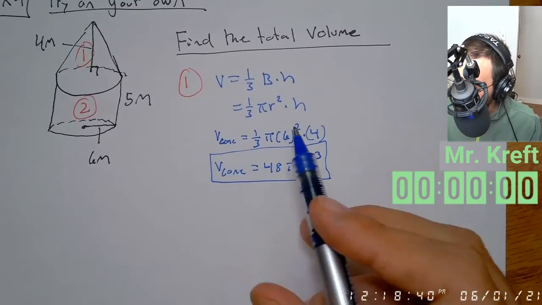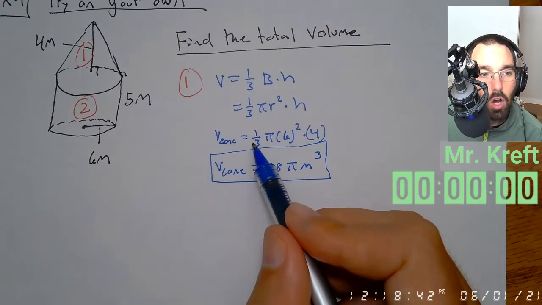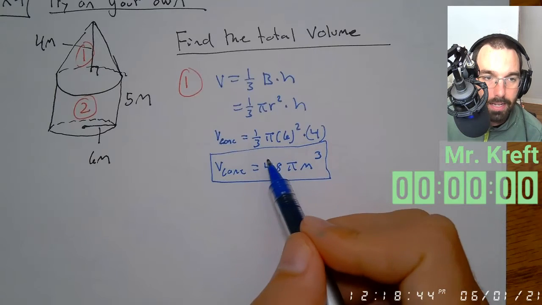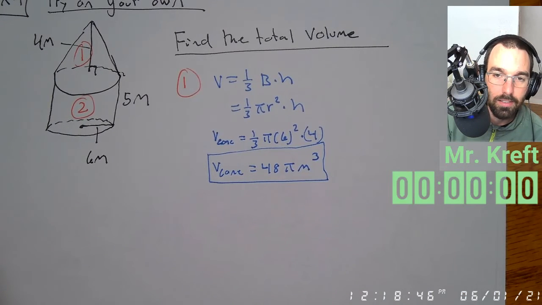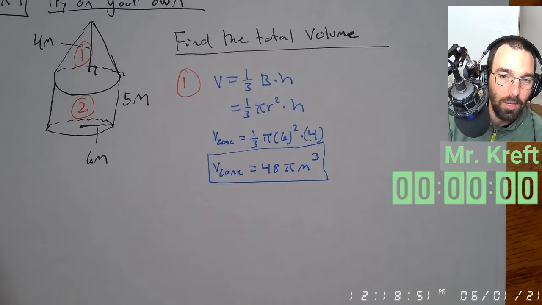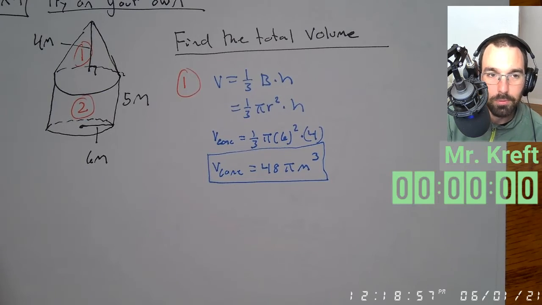So that's my answer as an exact answer. And how did I get 48? I just did only the numbers. I just left pi there, and I said, I'll deal with that later. I want the exact answer, so I'm not rounding. I'm not estimating. I'm keeping an exact answer as long as possible.